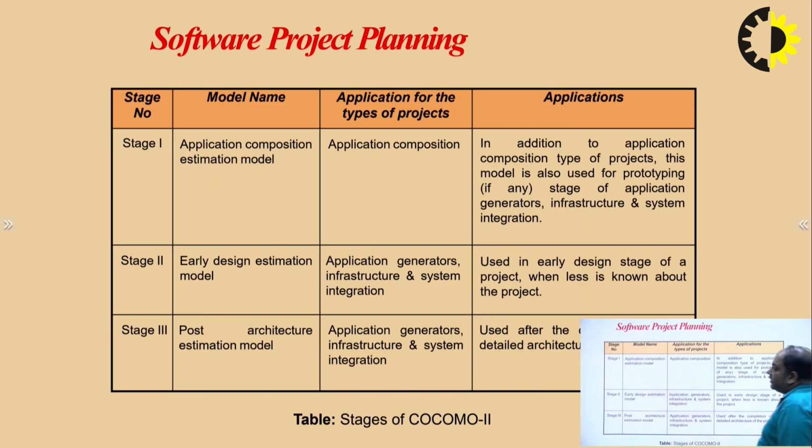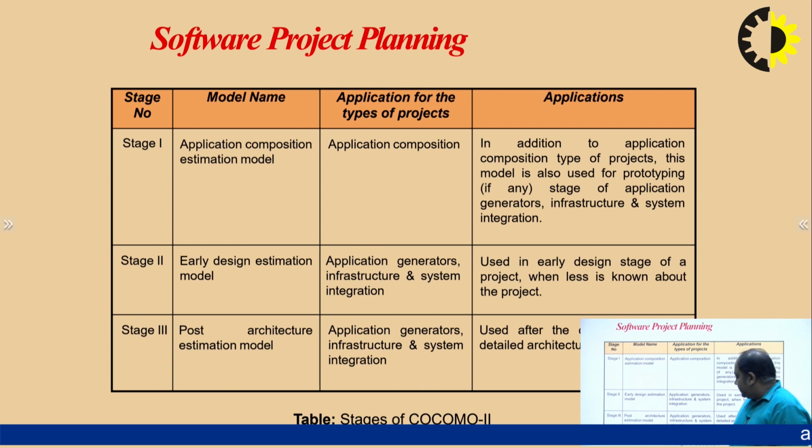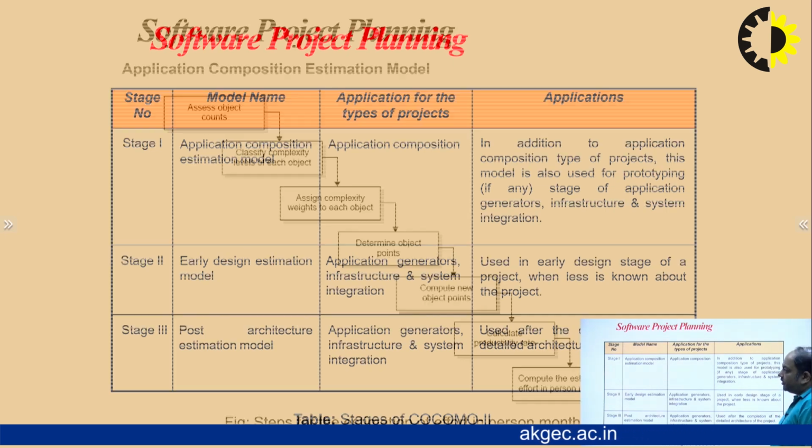So first we talk about stage 1, when the model name is application composition estimation model. This model is used for the prototyping stage of application and infrastructure and system integration. Stage 2 is the early design estimation model, in which application generators and system integration are used in the early design stage of the project when less is known about the project. Stage 3 is the post architectural estimation model, used after the completion of the detailed architecture of the project.